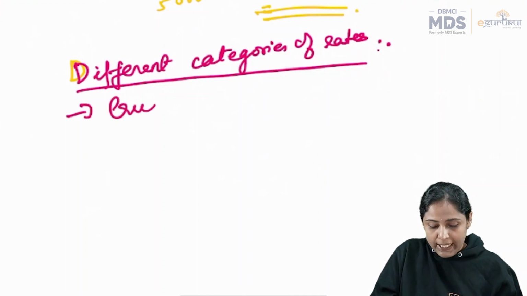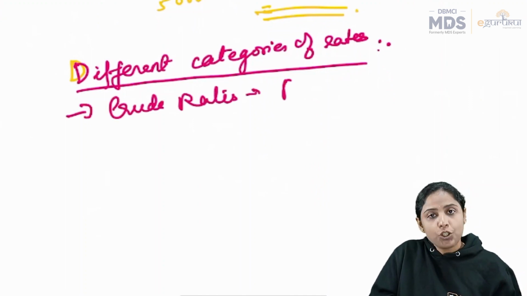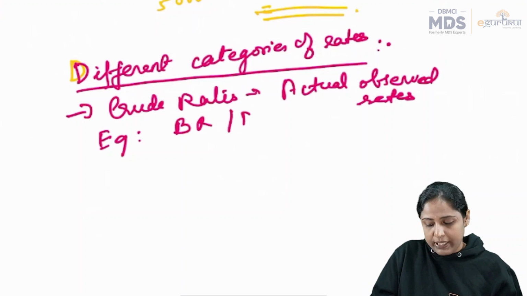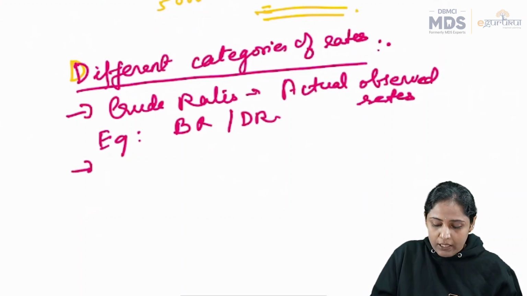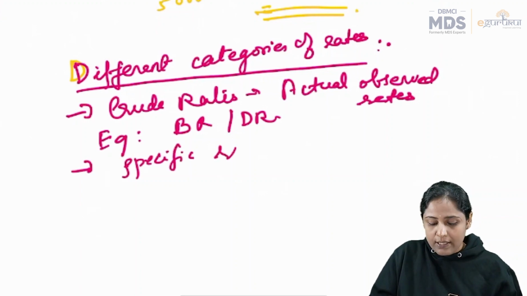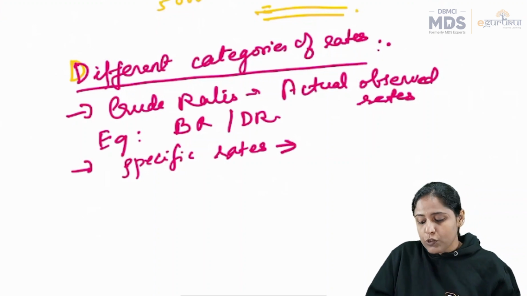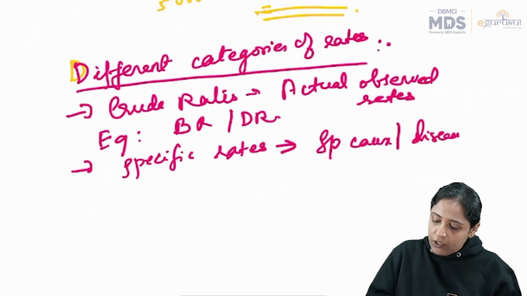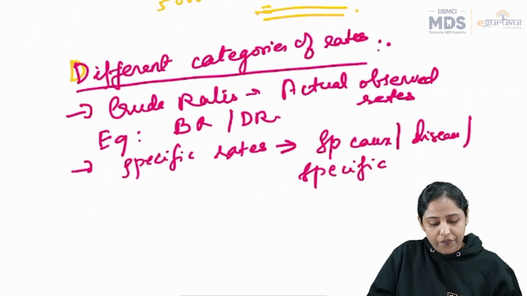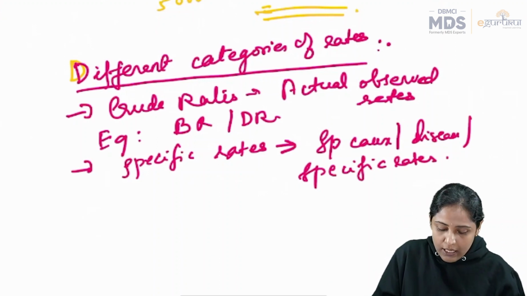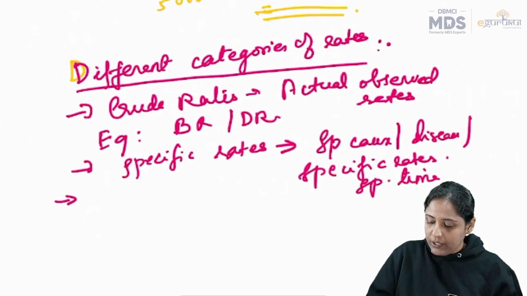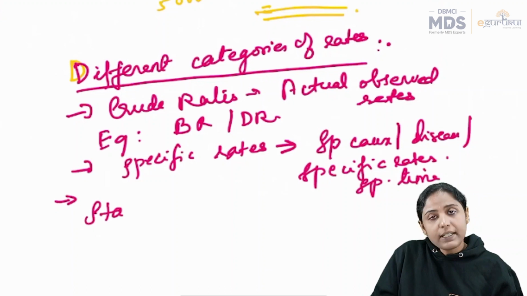So you have crude rates. Crude rates are the actual observed rates. The example can be birth rates or death rates. The next are the specific rates. Specific rates are the actual observed rates due to specific causes or specific diseases occurring in a specific group, in specific time periods. These are specific rates.